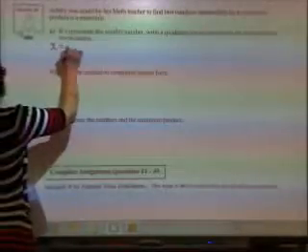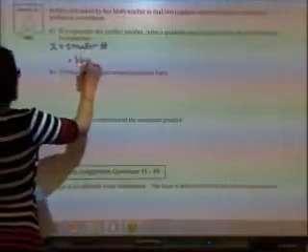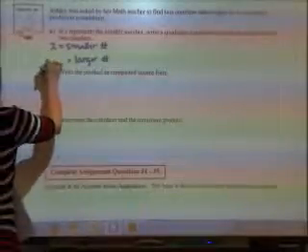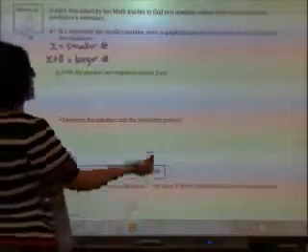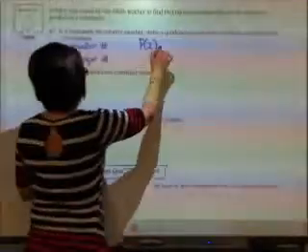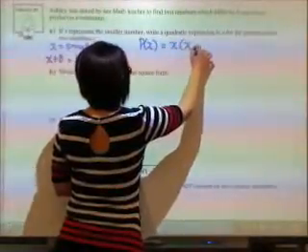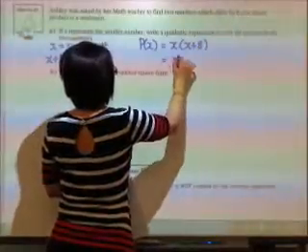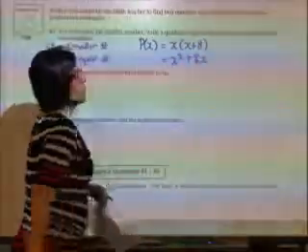So if x is the smaller number, and the two numbers differ by 8, what's the larger number? x plus 8, good. So to write a quadratic expression in terms of x for the product, we could write it in the form p of x, the product of x, which would be x times x plus 8, giving me x squared plus 8x.